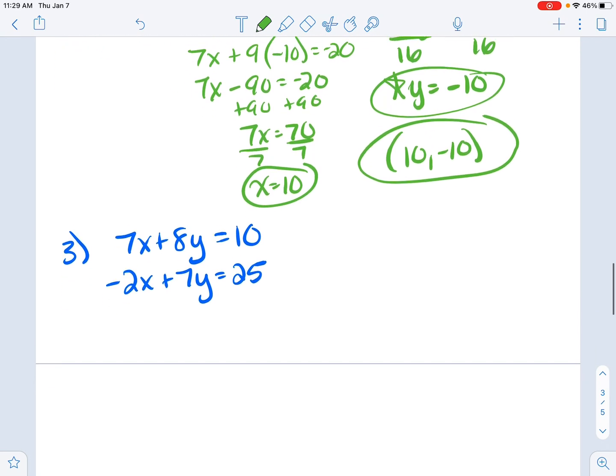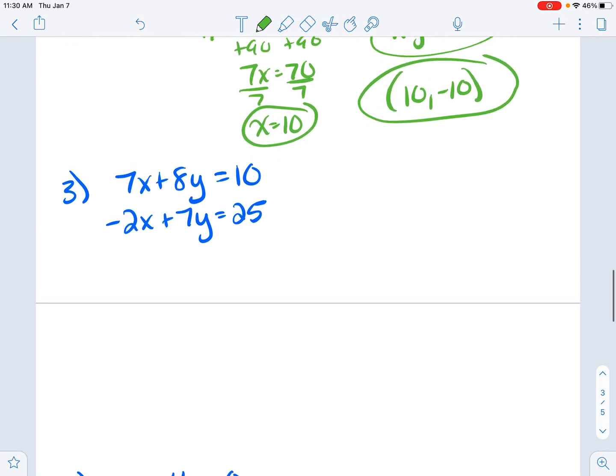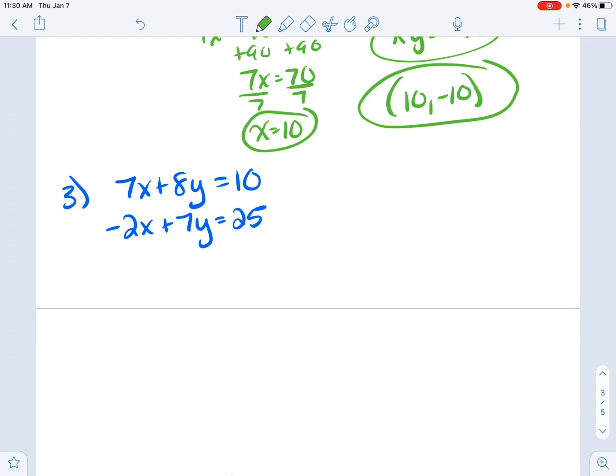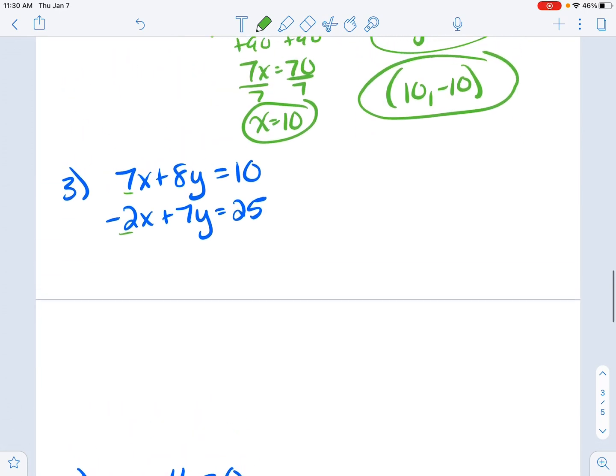Okay, let's try another one. So on this next one, we're going to look at our x's and y's. Look at your x's, 7, negative 2. They have opposite signs. And then we have 8 and 7. They don't have opposite signs. I would do the 7 and negative 2 because they already have opposite signs. So then we just have to make them be the same number. And the 2 is a smaller number, so we would be dealing with smaller numbers throughout the whole thing.